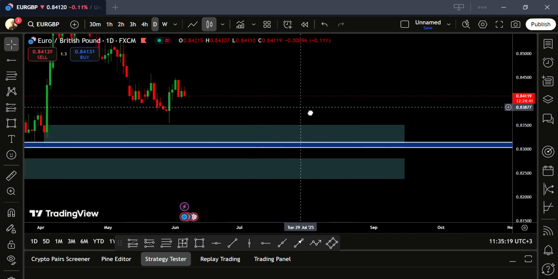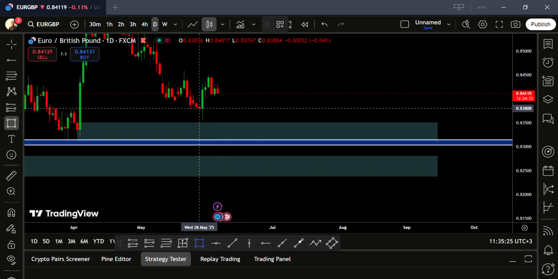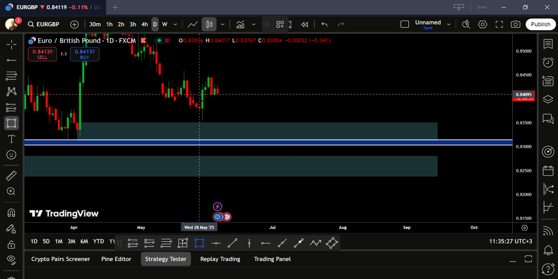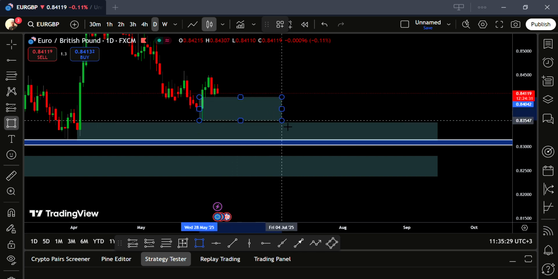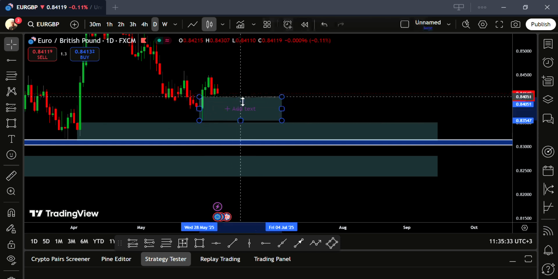However, if we continue, we see that during this move here, price created another demand zone. If you consider the week, it was tapped in. If you consider the week, no, it was not tapped in.